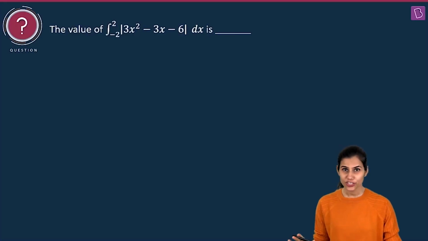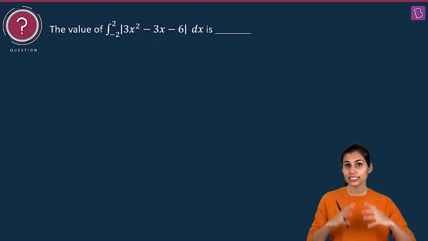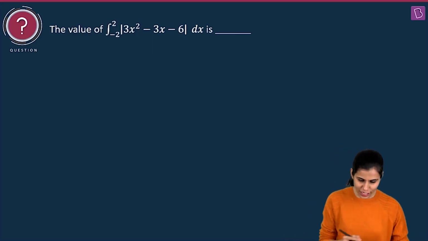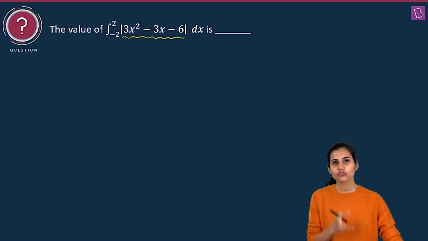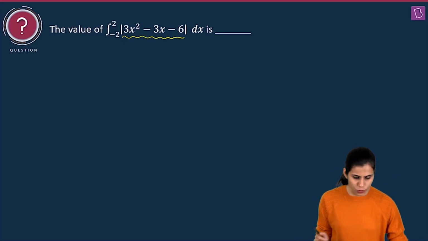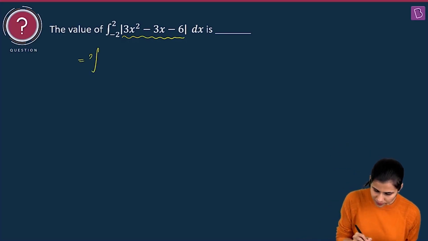Now let's move ahead and check out this question from indefinite integrals. It's pretty interesting and the solution itself is even more interesting. So let's check out. The integrand you can see has 3 sitting in each term. So I can extract this 3 out. I will be left with mod of x square minus x minus 2 and the limits are going from minus 2 to 2.